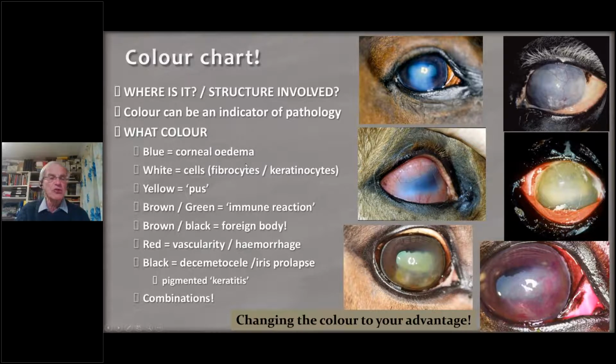So remember, blue is corneal edema, white is cells, yellow is pus, brown and green are immune reactions of some description, brown or black is a foreign body or a descemetocele, okay, or iris prolapse, because that's a dangerous thing to see. And then of course you can have red, meaning vascularity or hemorrhage, just like we saw in the case of the acute leptospirosis. So you can see that these colors do matter.